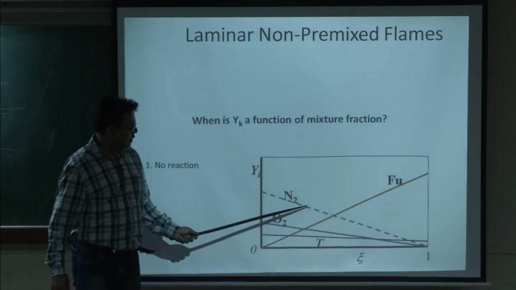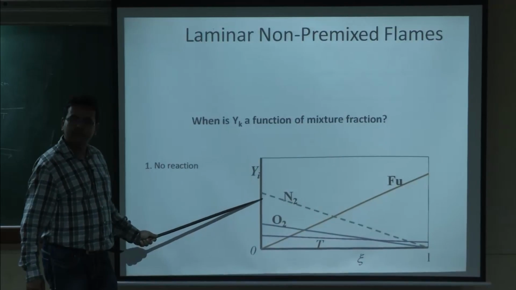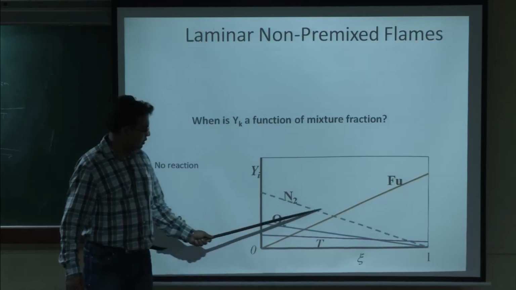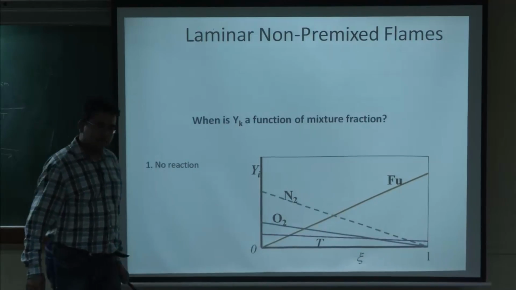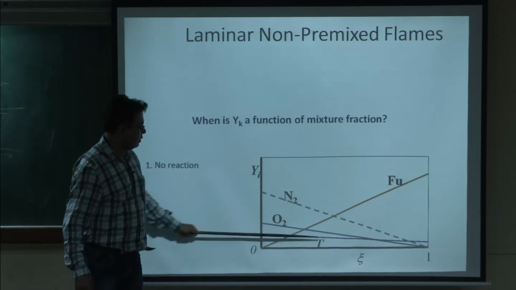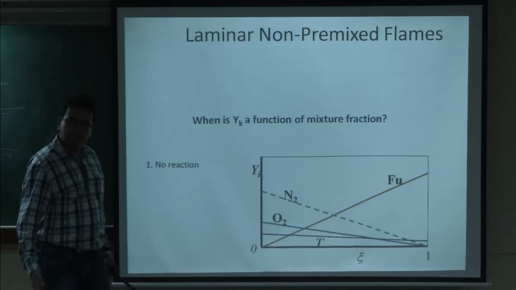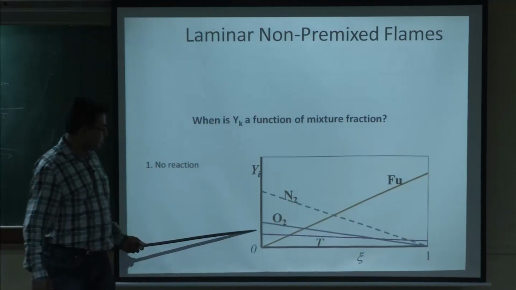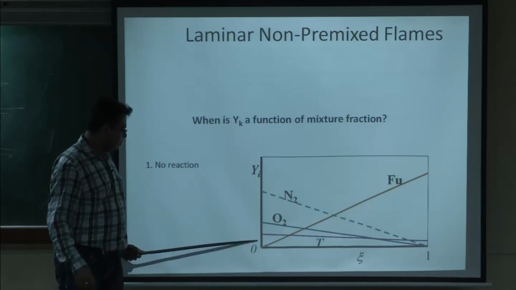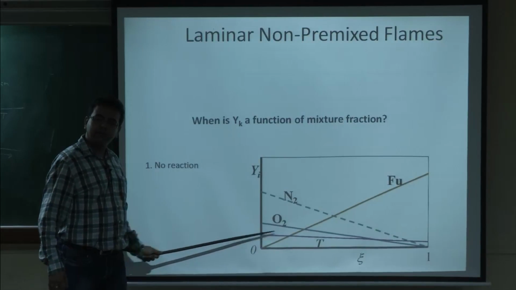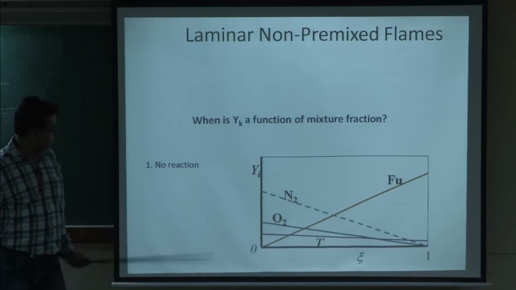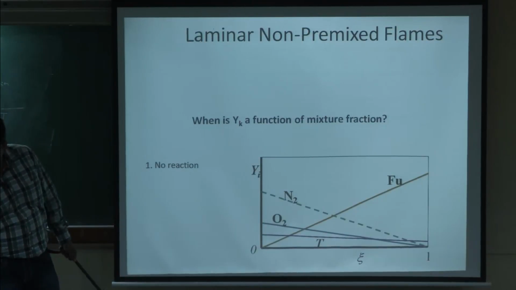And this is the variation of nitrogen. It will be 0.767, since 1 minus 0.233 is 0.767, and then it will go to 0 at mixture fraction equal to 1. The temperature will be the same if both streams have the same temperature. So this is basically the mixing profile we have used. If they are at different temperatures, you can just join a straight line between these 2 points, and that is no reaction, only mixing.